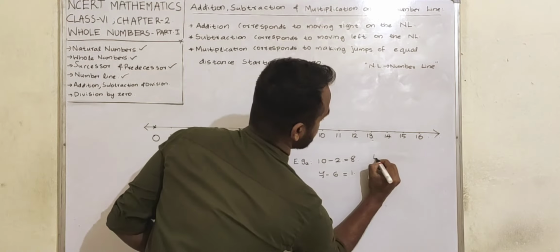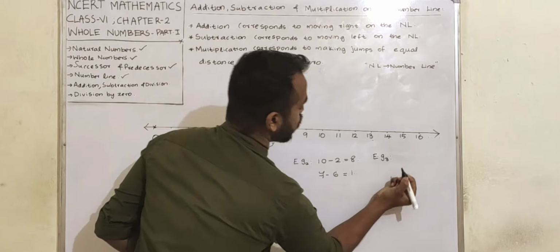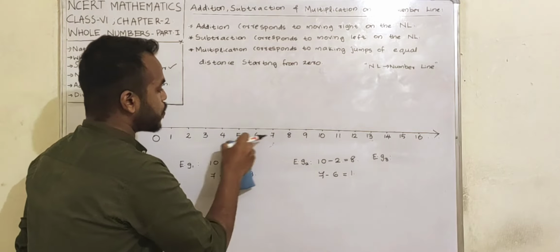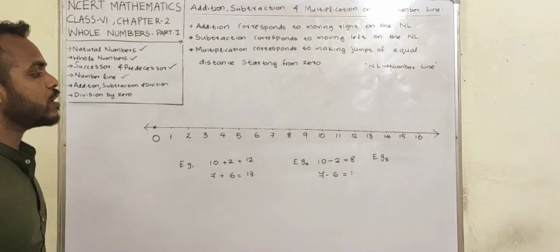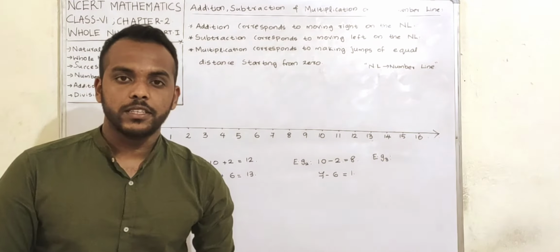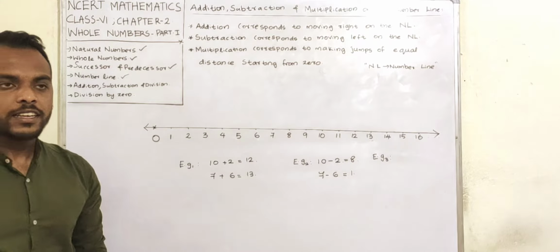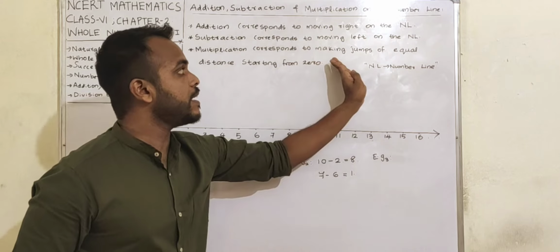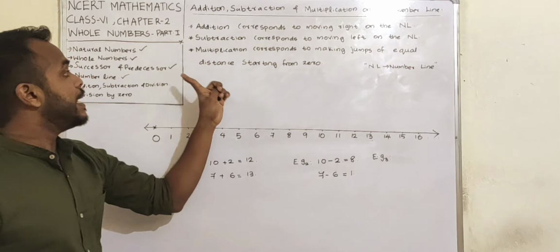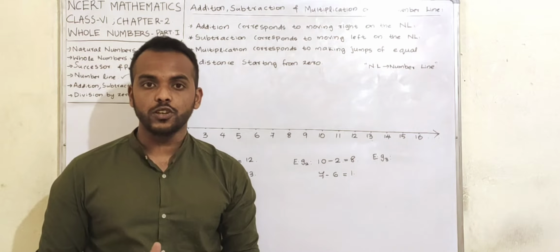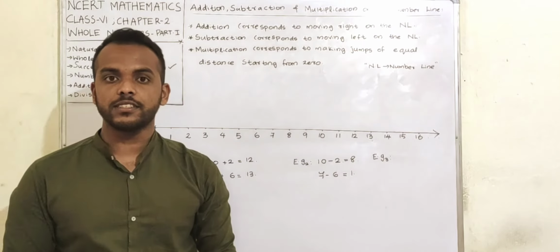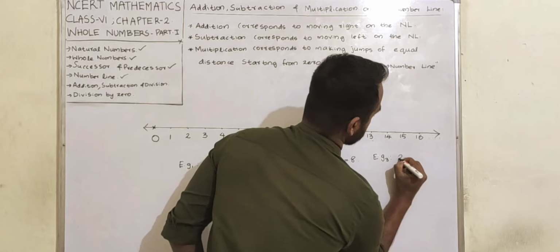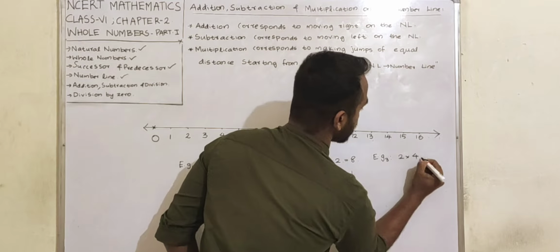Now let's see the third example. We are going to see a set of examples. And the third process or third operation that we are going to discuss is multiplication. This is a bit interesting one. In this case, if multiplication comes, then we should make jumps of equal distance starting from 0. Jumps of equal distance starting from 0. Let's see how this is done. We will explain using an example.